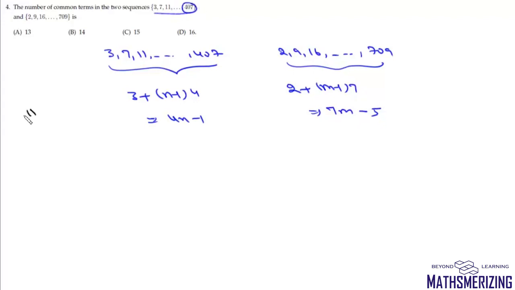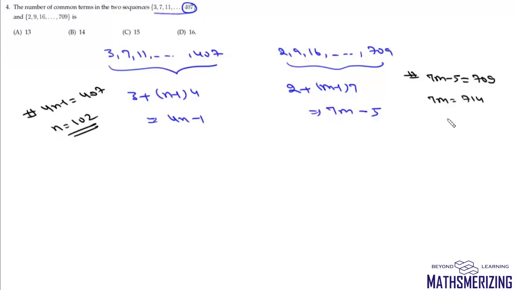So the total number of terms in the first sequence: 4n minus 1 equals 407, that is, the value of n is 102. So the first sequence has 102 terms, and in the same way we can write it for the second sequence: 7m minus 5 equals 709. So it will be 7m equals 714, and the value of m will be 102. So both sequences have 102 terms.